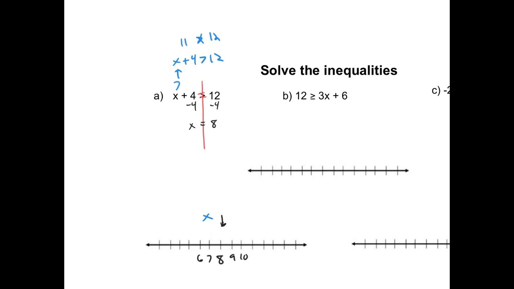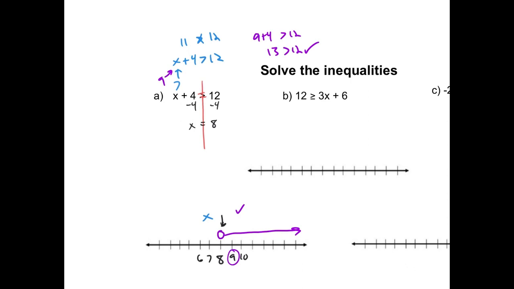On the other side here, I'm going to check the point 9. So now I'm just going to plug in 9 for my x. 9 plus 4, is that greater than 12? 9 plus 4 is 13. That is greater than 12. That does work. This side works. So I'm going to take my arrow and point it this direction. And from my original inequality here, I can see that this is a greater than. It does not have the line underneath it, so I do know that this is going to be an open circle, then an arrow pointing this way.